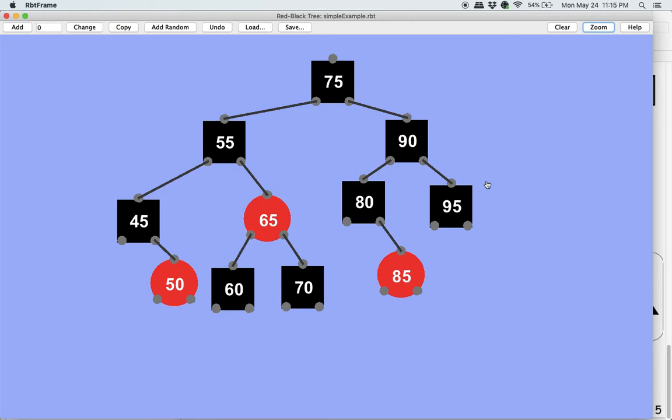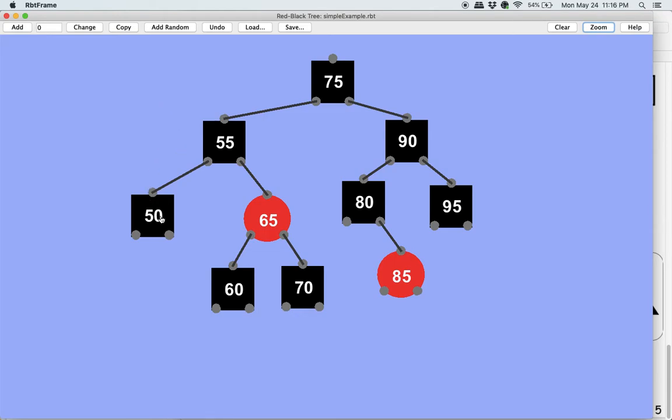Next deletion. We have 45 to delete. Well, it's only got a single child, so we do our standard single child replacement of replacing the parent with the child and coloring the child black. And again, we have a valid red-black tree.